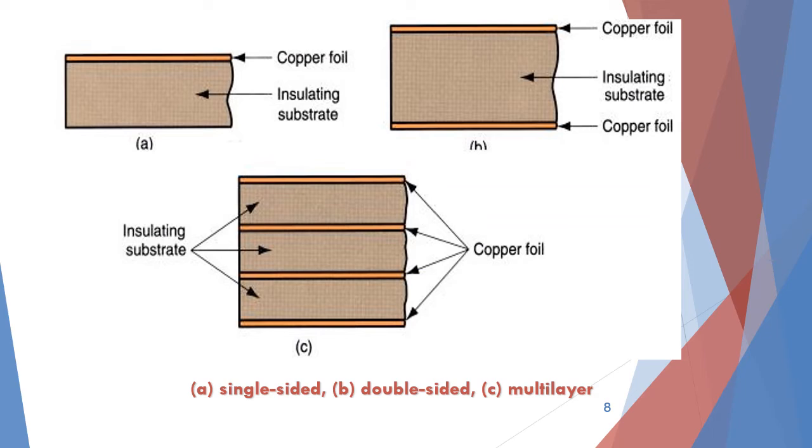Now let's see the picture for better understanding. Picture A shows the single-sided PCB, so there is a substrate and only one layer of copper foil layered on the substrate. Picture B shows the double-sided, where both sides of the substrate are layered with copper foil. And C is the multi-layer, where you can see there are 4 layers of copper foil and 3 layers of insulating substrate.